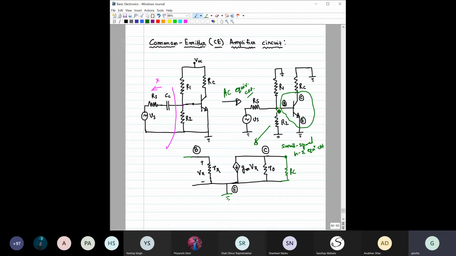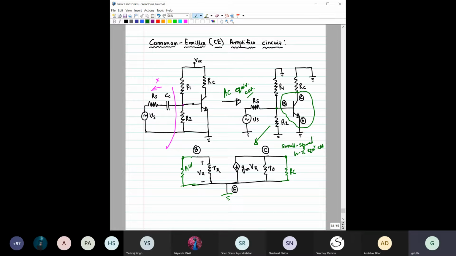And for the further equivalent resistance, one terminal is connected with the ground, and with this base terminal, the other terminal would be connected with the ground, right? So we are replacing this R1 and R2 with their equivalent resistance.